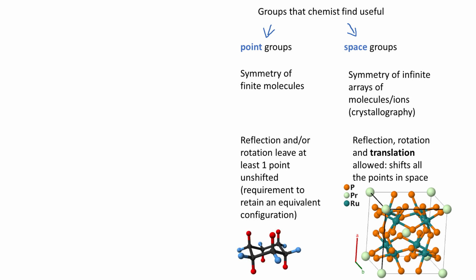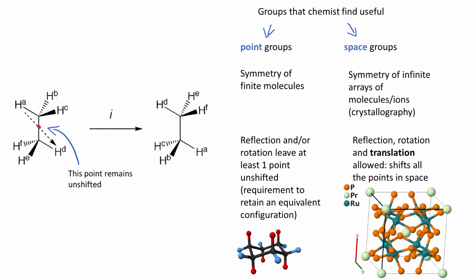In contrast, for point groups, translational symmetry is not allowed, and performing any symmetry operation on any finite molecule results in at least one point in the molecule remaining unshifted. This point does not need to be situated at an atom. Think for instance about a point of inversion in staggered ethane.